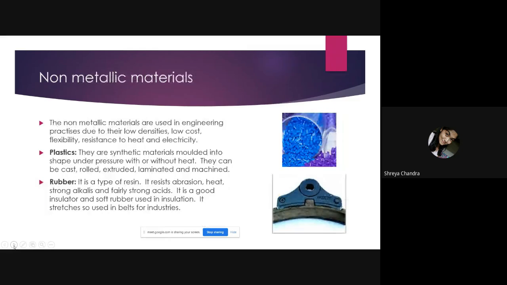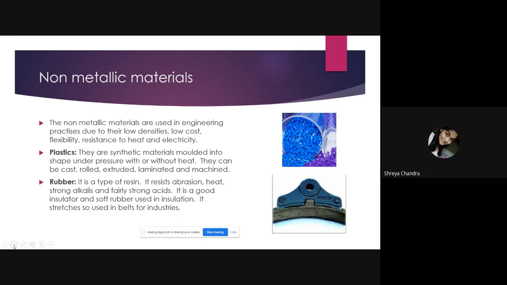Now coming to some non-metallic materials. Non-metallic materials are those which lack all metallic attributes. They are good insulators of heat and electricity. Mostly they are found in gaseous form and sometimes liquid. Some are solid even at room temperature, like carbon, sulfur and phosphorus. Some examples of non-metallic materials are plastic and rubber.